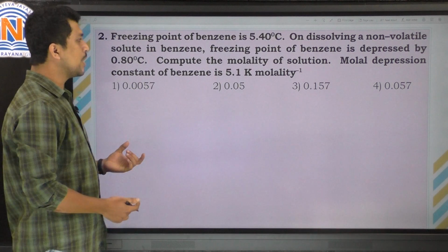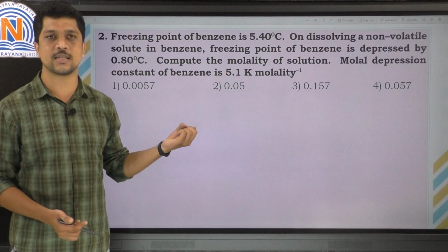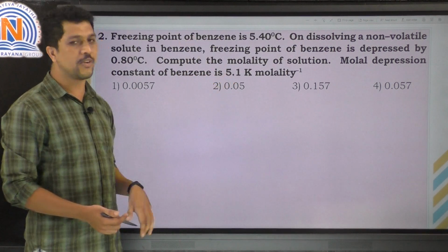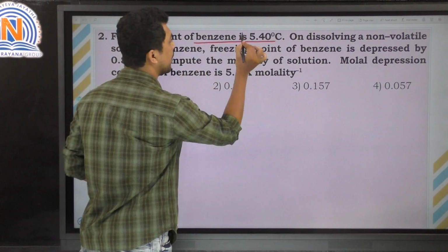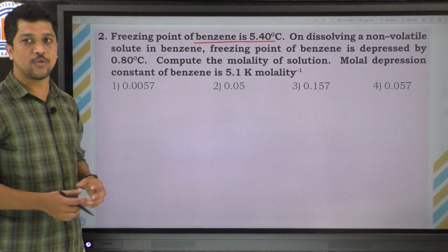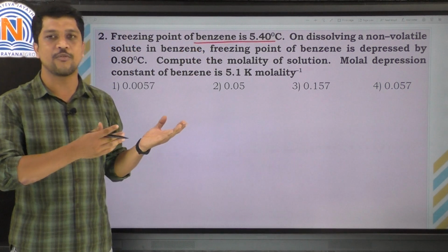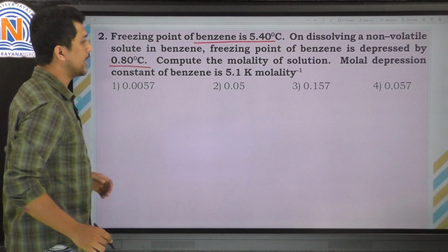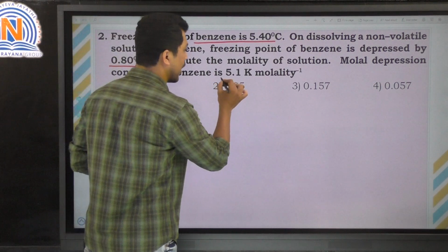So here we need to find the molarity of a particular solution which has an impurity of solute, and the solvent is benzene. They have given the freezing point of this benzene as 5.40 centigrade. Whenever a non-volatile solute is added to this pure solvent, the freezing point has decreased by 0.80 centigrade. They have given the molar depression constant, that is 5.1 K.